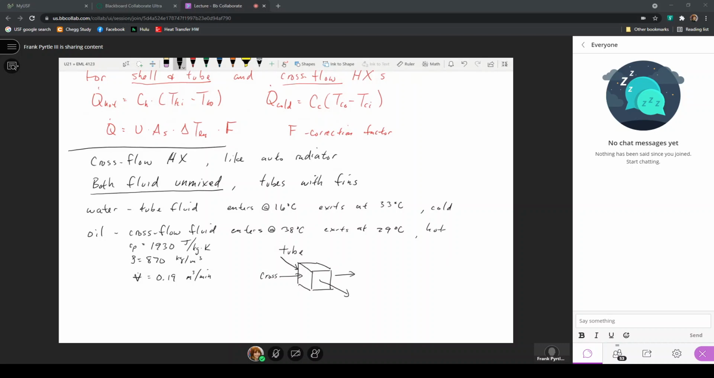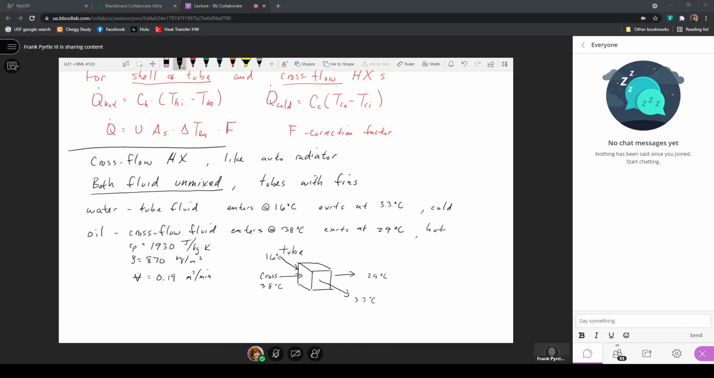So if the water is the tube fluid and enters at 16 degrees, here I draw 16 degrees on the back side, 33 degrees on the front, and the cross flow, which is the oil, comes in at 38 degrees and leaves at 29 degrees. So again, they don't share a position for entering and exiting the heat exchanger. We have back to front and left to right here.